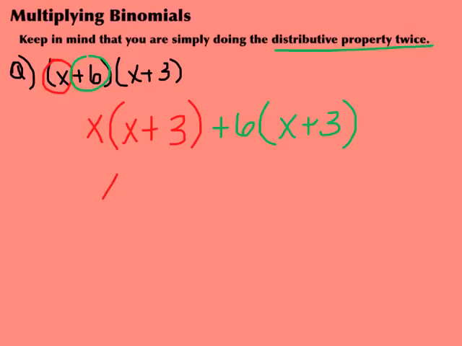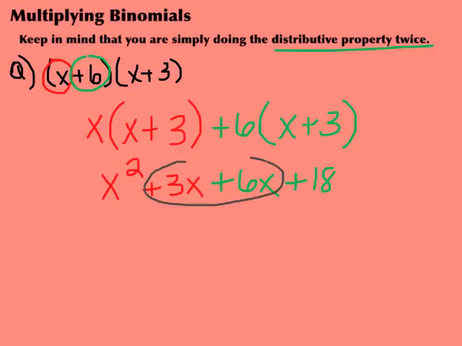So in red I have x squared, because x times x gives me x squared, plus x times 3 gives me 3x. 6 times x gives me a positive 6x. 6 times 3 gives me a positive 18. Noticing that my terms in the middle are like terms, now I can go ahead and combine those. Nothing to add to x squared, so it just gives me x squared. 3x plus 6x gives me 9x, and then plus 18.